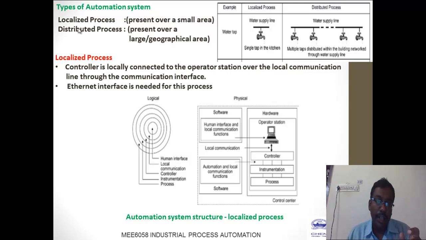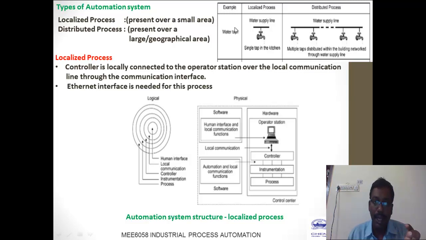If you come to the distributed process, it controls more than one process, and it is distributed for the major, that means large areas. If you take a plant, we are having n number of processes, and in those n number of processes, we are having subprocesses like this.